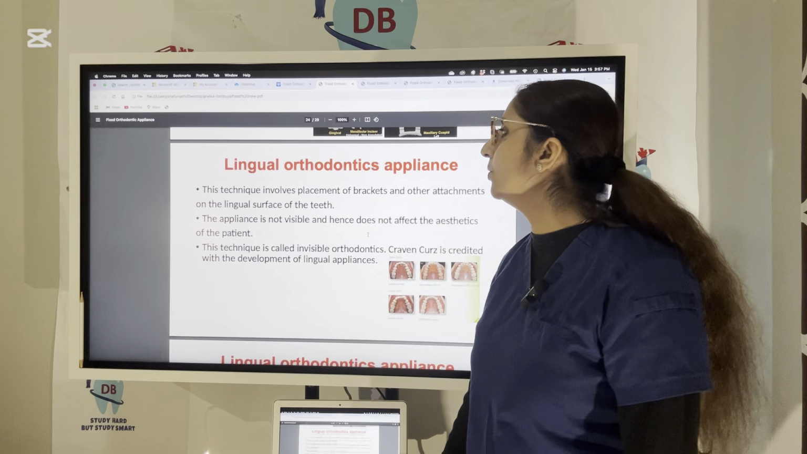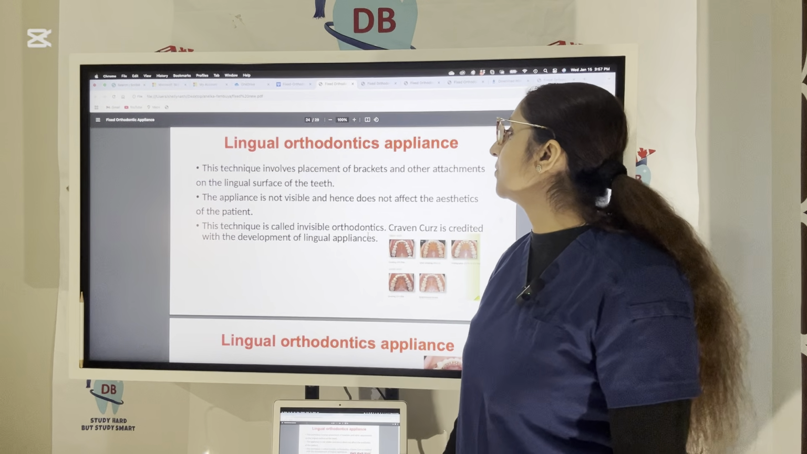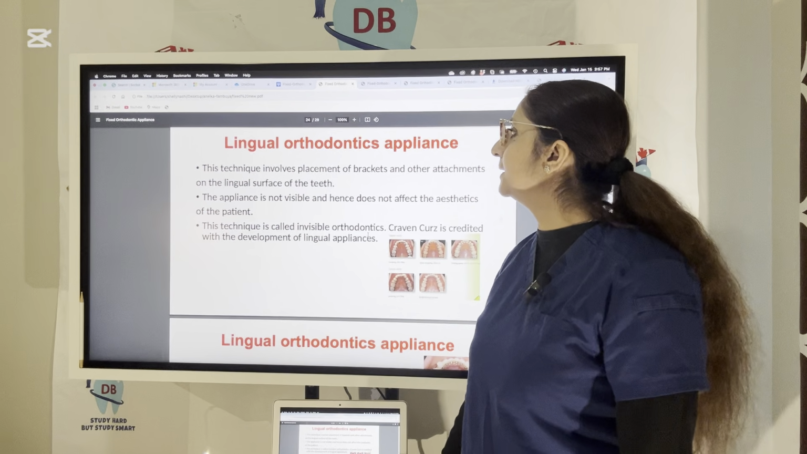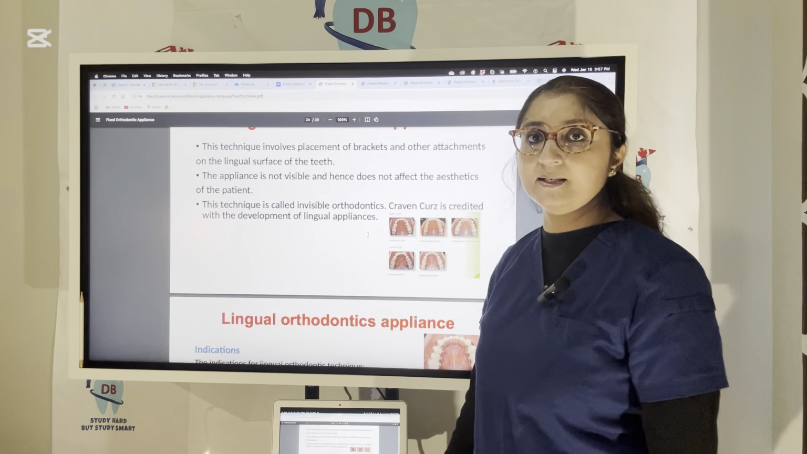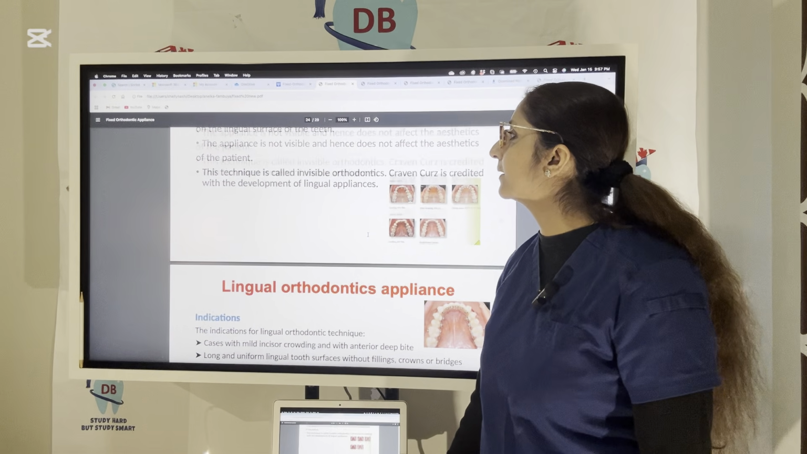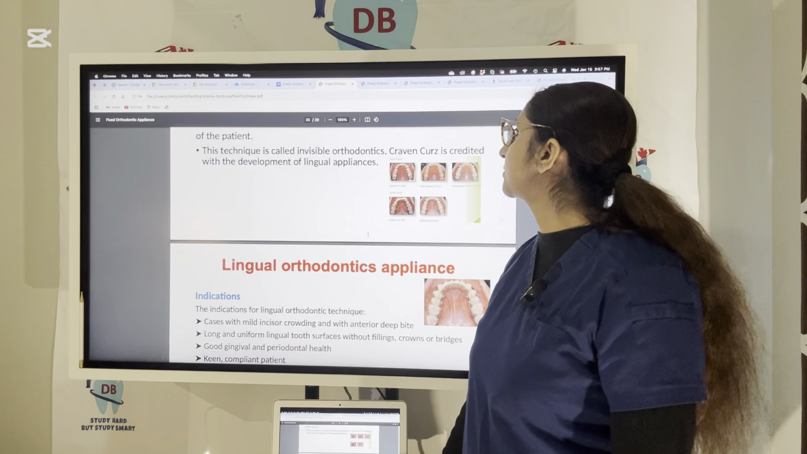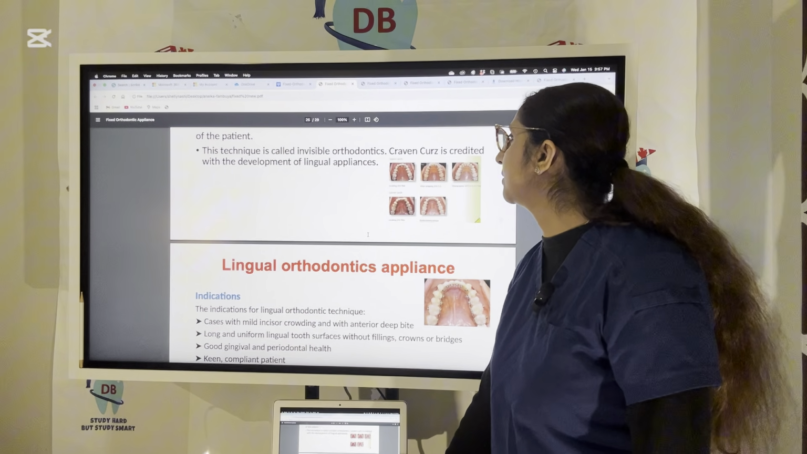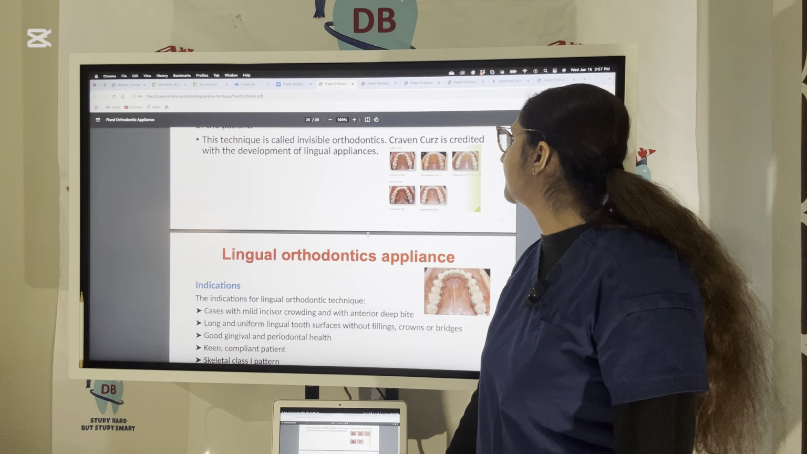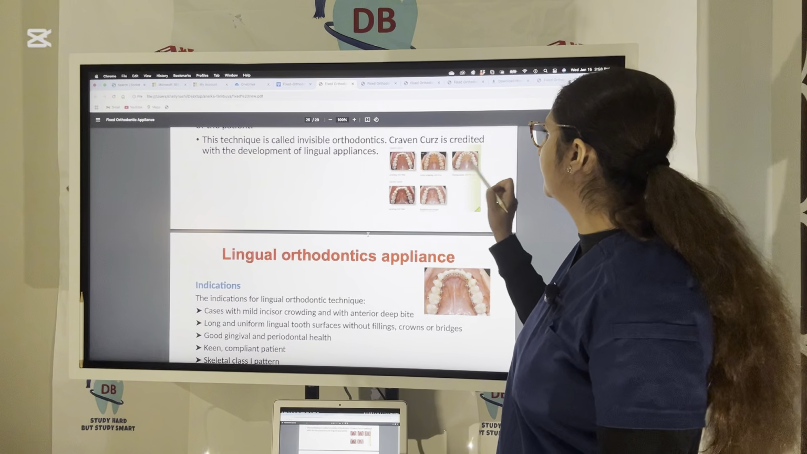Now if you look at the lingual orthodontic appliance, this technique involves placement of brackets and other attachments on the lingual surface of the teeth. So the appliance is not visible, so aesthetics is definitely good with lingual brackets. This technique is called invisible orthodontics, and it's Craven Kurz who is credited with the development of the lingual appliance. So you can see the picture, the brackets are present lingually here.